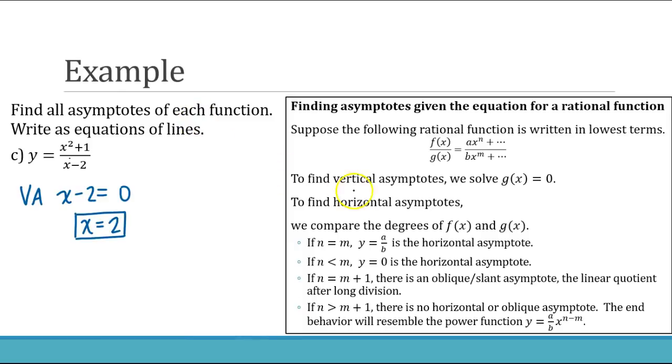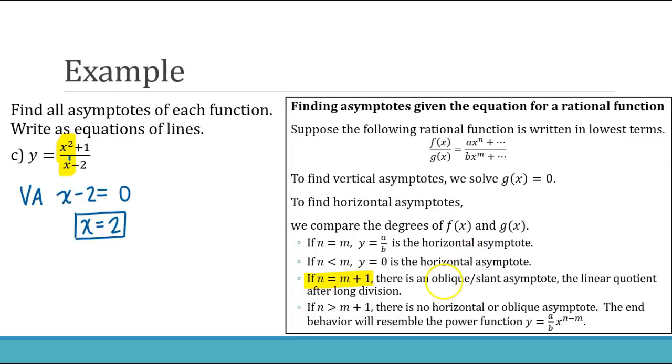Now, to find horizontal asymptotes, we're going to compare those degrees. In the numerator, we have x squared. In the denominator, we have x to the first. So the case that we're falling under here is this one: if n is equal to m plus 1. Essentially, this is saying if the top degree is bigger, but by exactly 1. So 2 is bigger than 1 by exactly 1. It's 1 bigger than the denominator's degree.